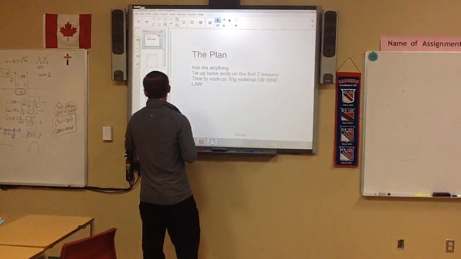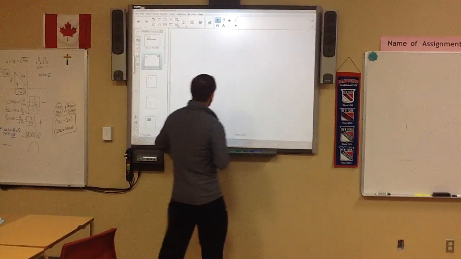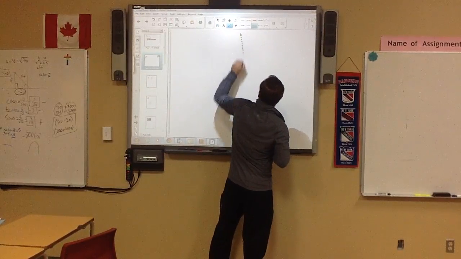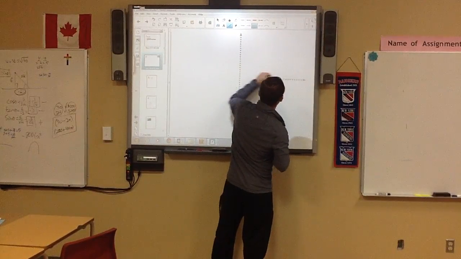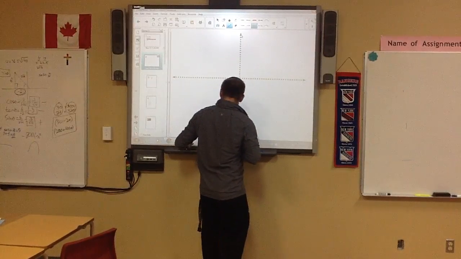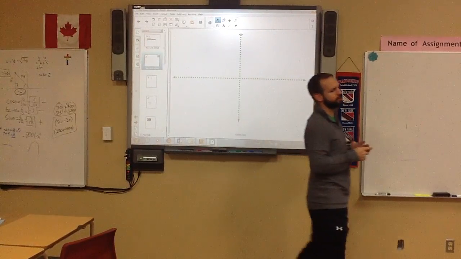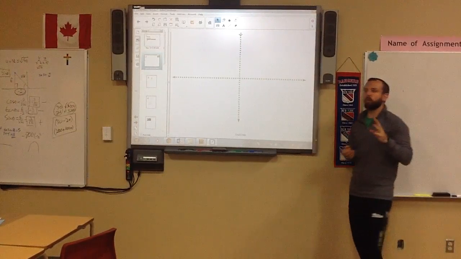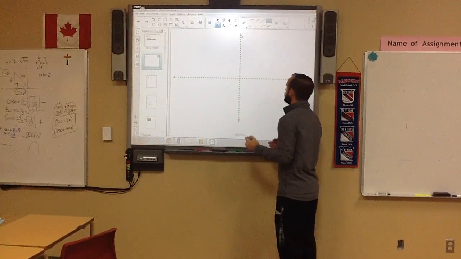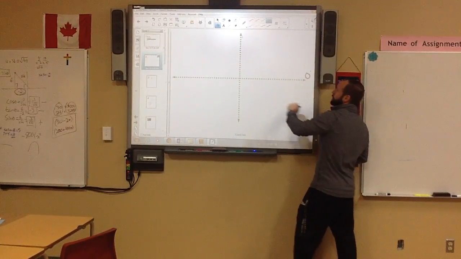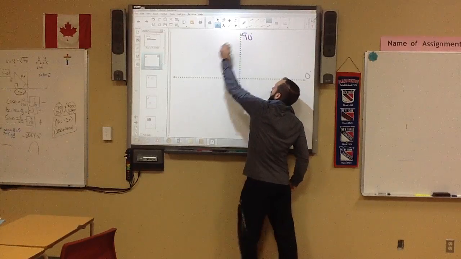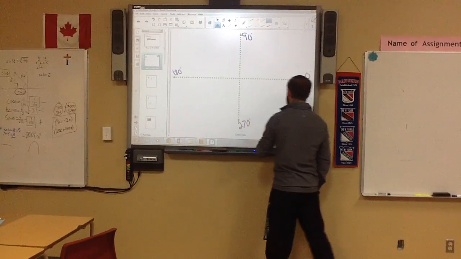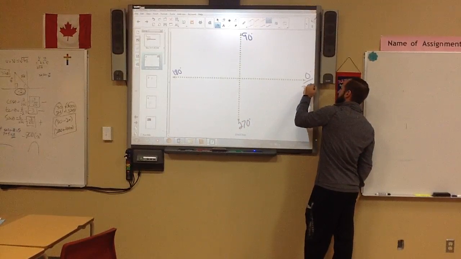2.3 asked the question about the unit circle, and it asked you to give trig ratios based on certain sets of angles. So they tell you that there's 4 or 5 angles that you should know. They want you to know the trig ratios for 0 degrees, 90 degrees, 180 degrees, 270 degrees, and 360. Okay?